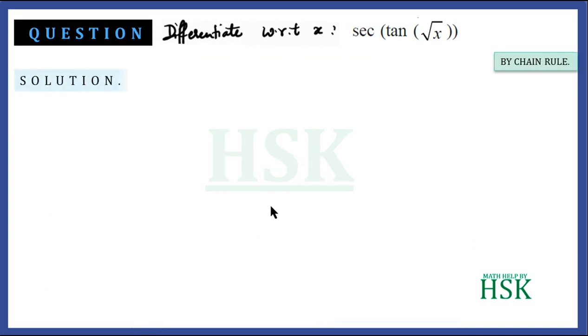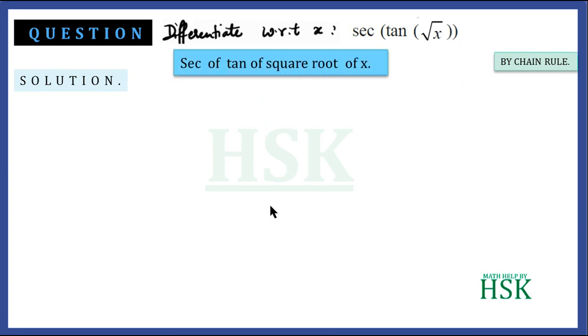Now if we have to solve this question by chain rule, first of all we read the question, and on reading the question we get the order in most of the cases, that in which order we have to differentiate. So here the function would be read as sec of tan of square root of x. So we are first going to differentiate sec, then differentiate tan, then square root of x.